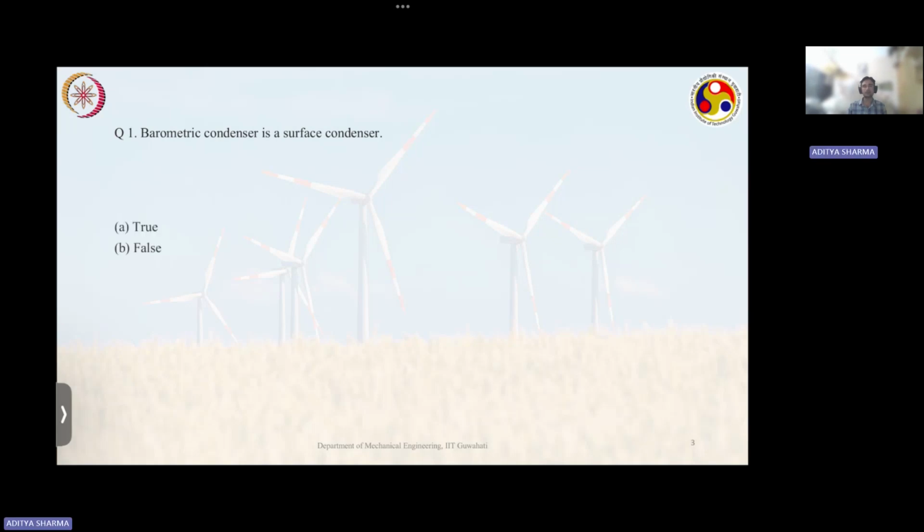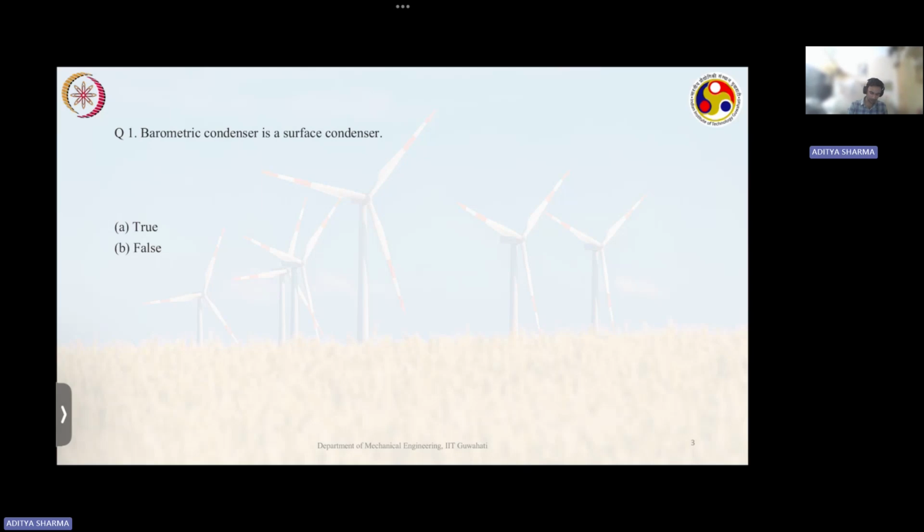The first question says that your barometric condenser is a surface condenser. So this is not a surface condenser, that we clearly know, right? So it's a direct contact type of condenser. Okay, so this is a false statement.